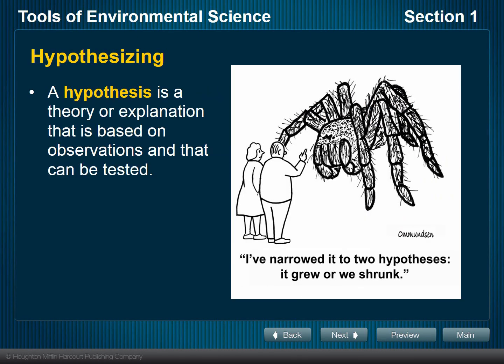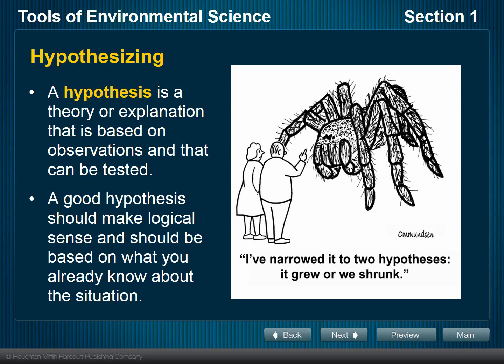A hypothesis is a theory or explanation that is based on observations and that can be tested. This word basically means a possible solution to a problem based on knowledge and research. Forming a hypothesis is the second step of the experimental method. A hypothesis is not merely a guess. A good hypothesis should make logical sense and be based on what you already know about the situation.